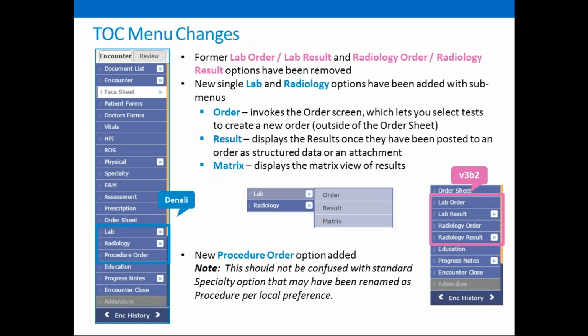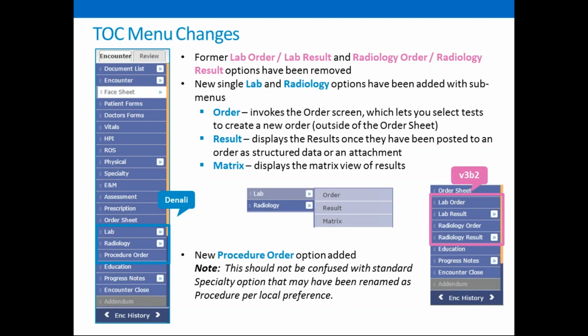Other changes there on your table of contents menu. If you notice on the left-hand margin, outlined in blue, we have a single option called Lab and a single option called Radiology that opens a sub-menu. Now on the far right, outlined in pink, on your existing encounter screen, both Lab and Radiology have two separate options, one called Order, one called Result. And the Result option has a sub-menu which allows you to either look at structured data or matrix, which would be your graph or your historical view of the results.